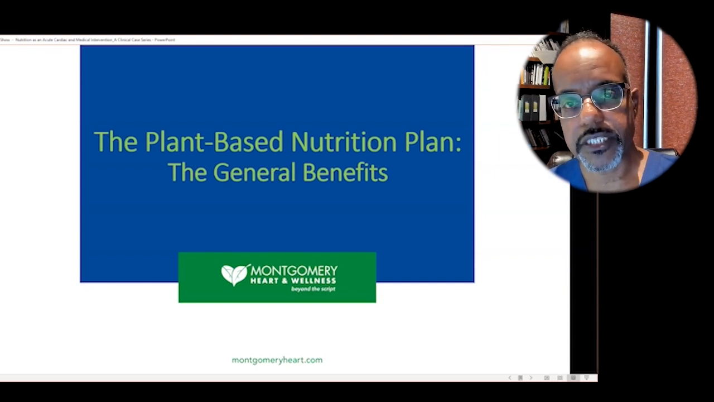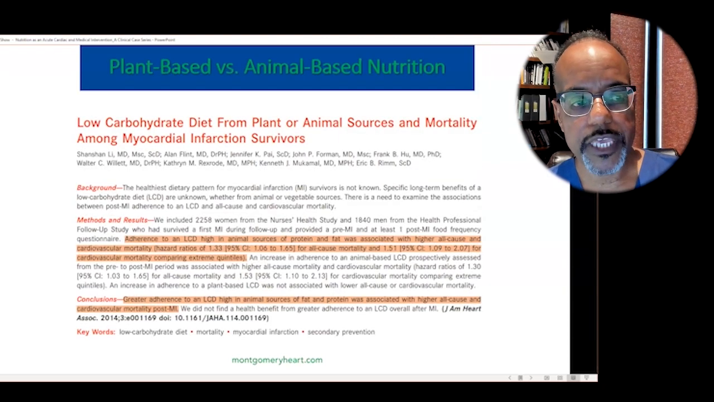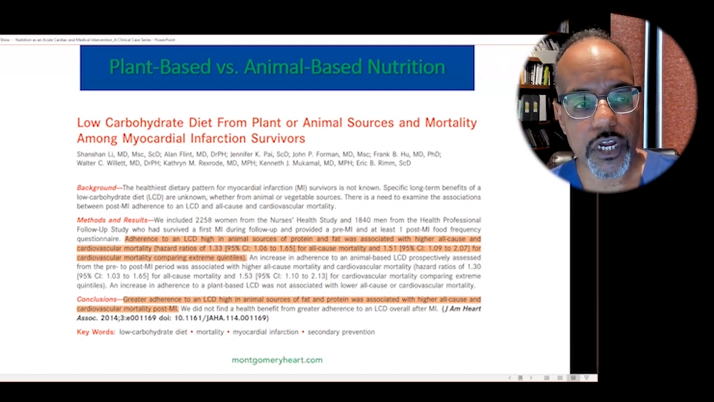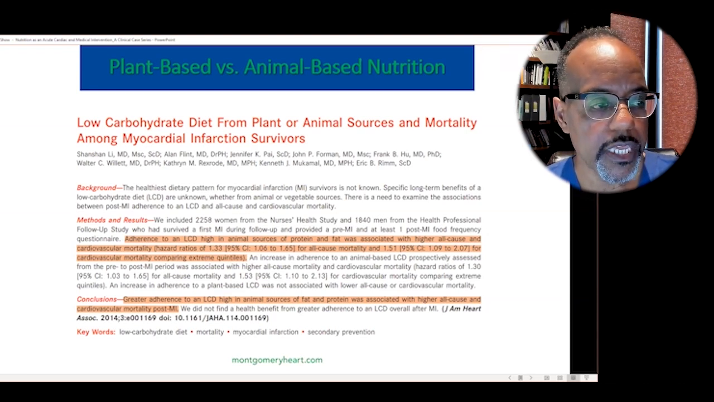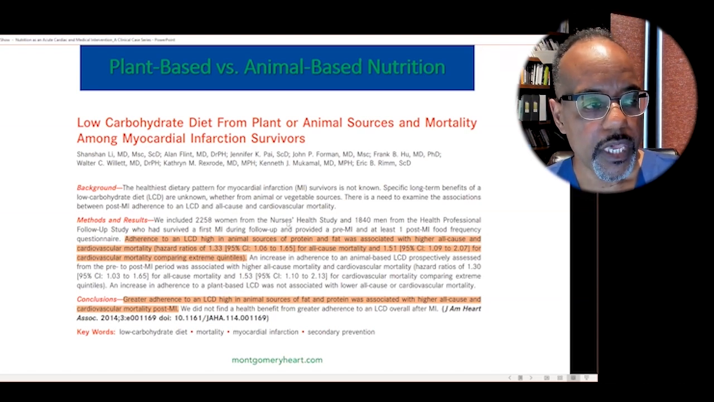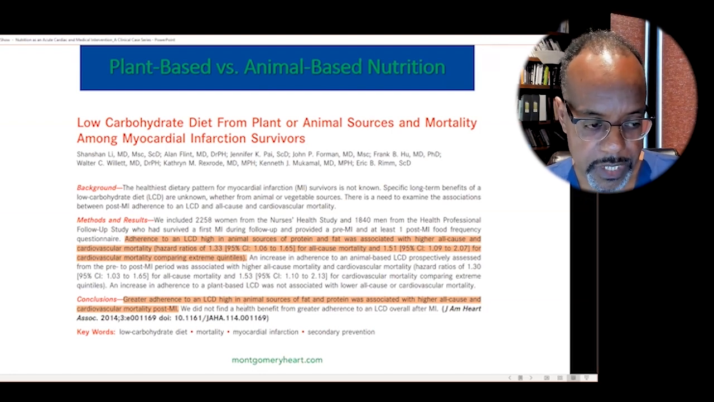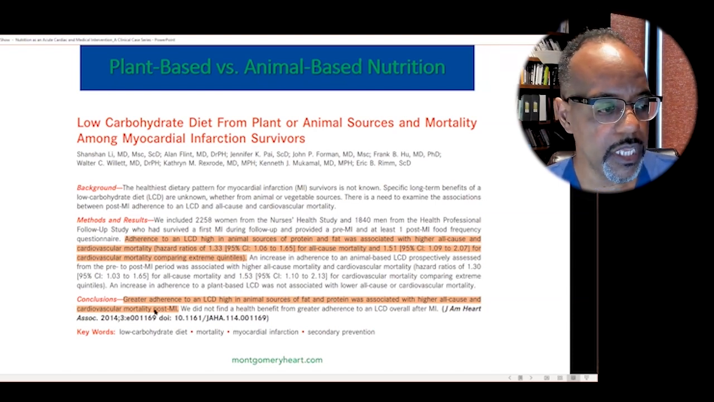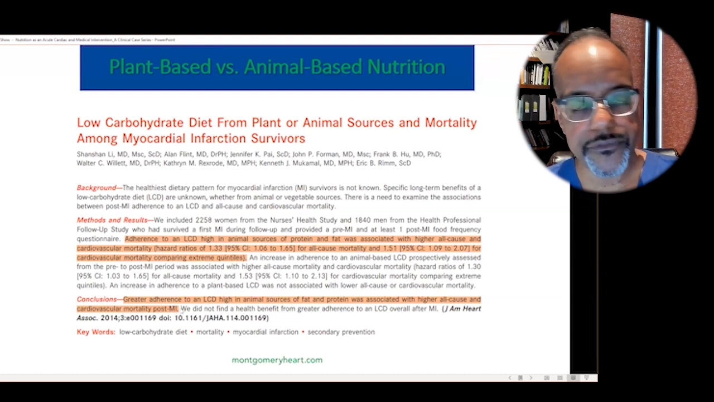I think a plant-based diet is a superior diet, but which plant-based diet is going to be an important one to differentiate. I shared just this one article with you where they looked at a low-carb diet from plant versus a low-carb diet from animal sources. And this is in patients who had prior myocardial infarction. So among people who survived myocardial infarction, greater adherence to a low-carb diet and high animal sources of fat and protein was associated with a higher all-cause and cardiovascular mortality after MI.